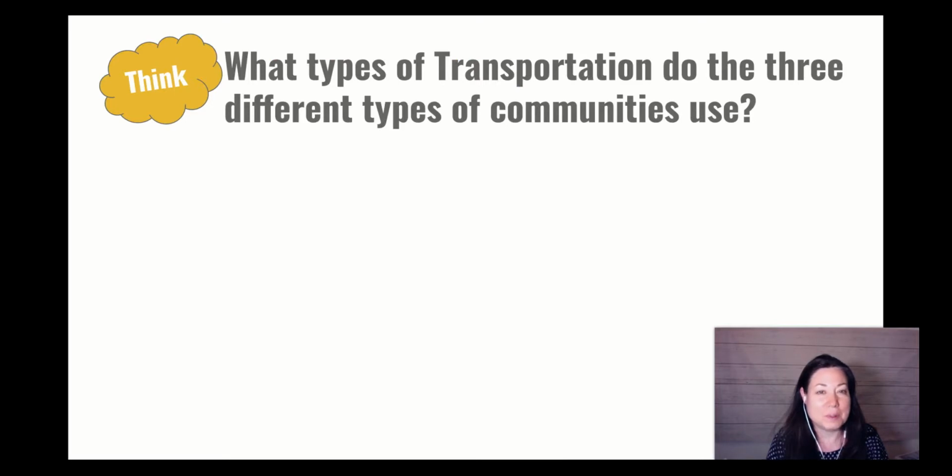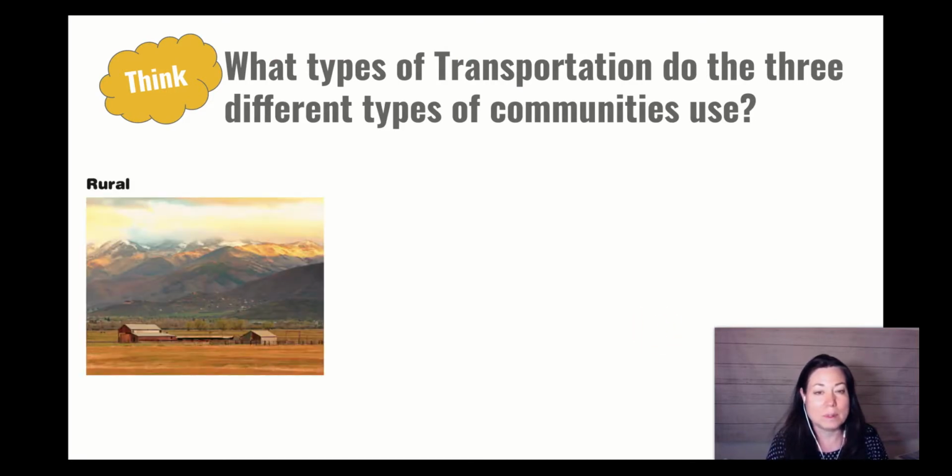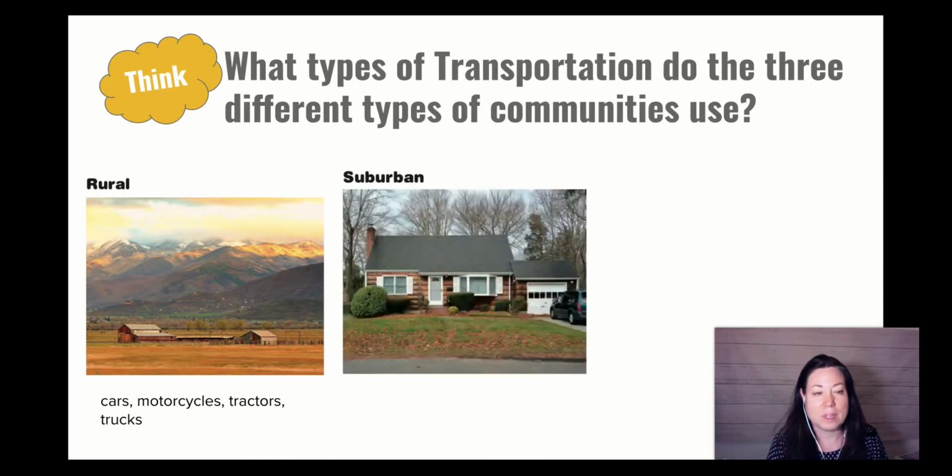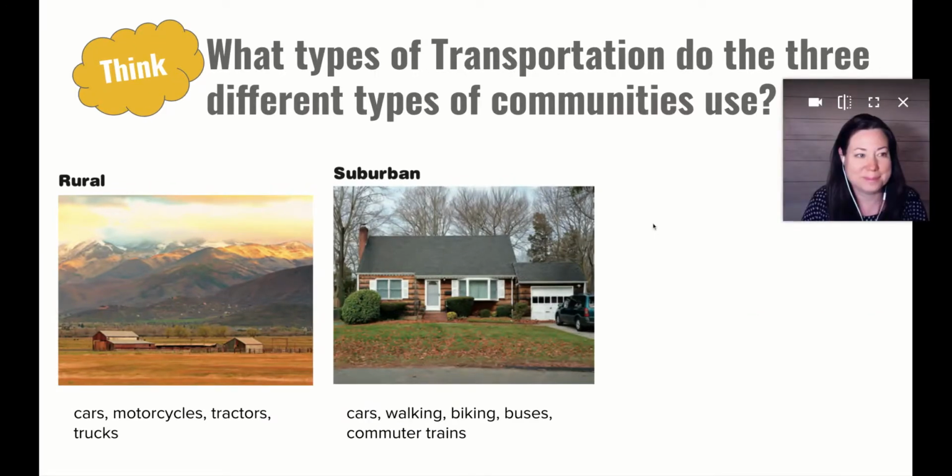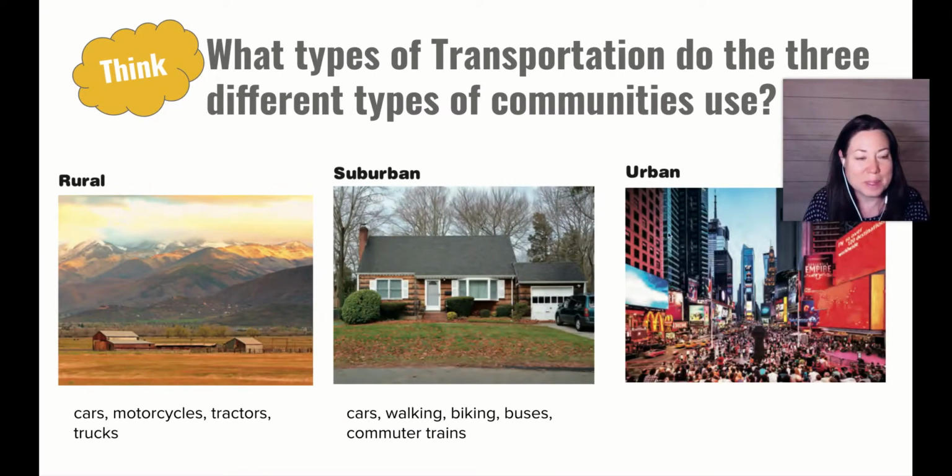So let's review the different types of transportation that each community used. We had rural: cars, motorcycles, tractors, and trucks. Suburban: cars, walking, biking, buses, and commuter trains. And the last one is urban: cars, walking, biking, buses, subway trains, taxis, and ferries.